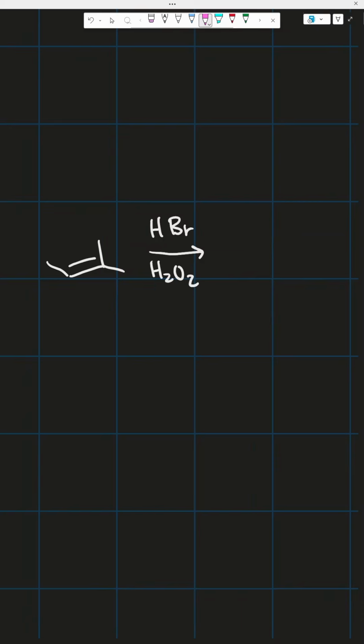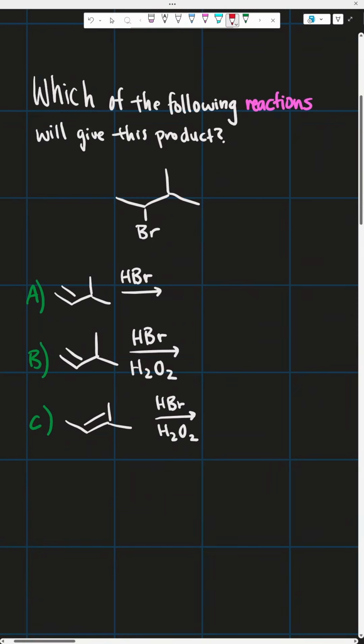Knowing this, we can look at C, where we choose between a secondary and tertiary carbon. Because hydrogen peroxide is present, the bromine will end up on the secondary carbon, giving this product. Therefore, our answer is C.